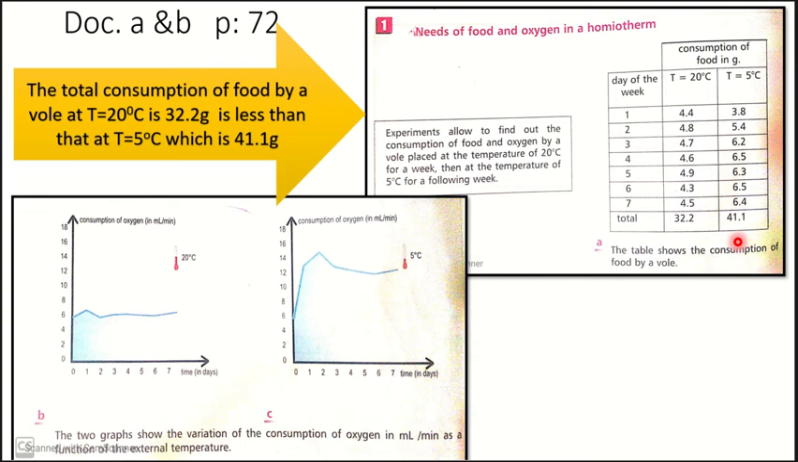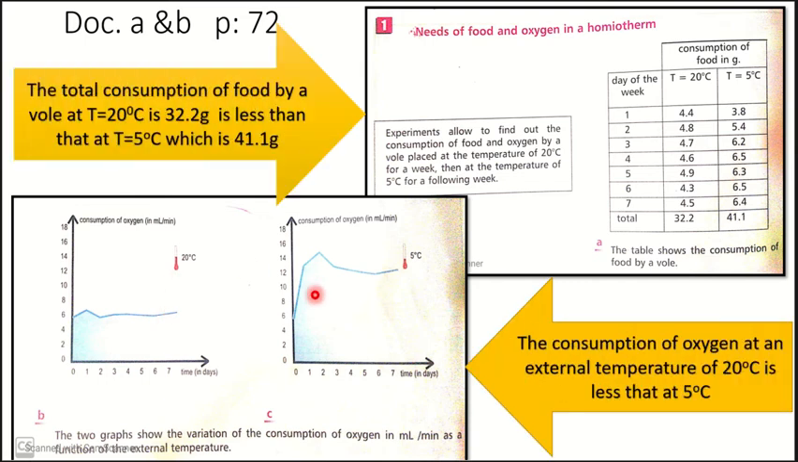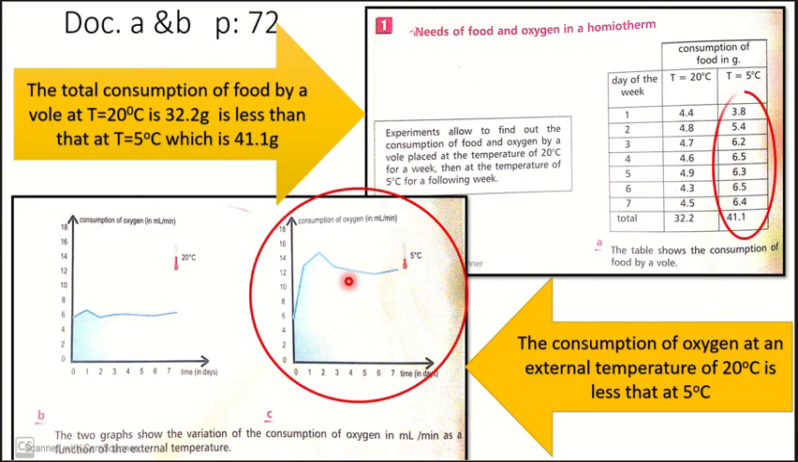Now, let's look at document B. We notice that the consumption of oxygen at an external temperature of 20 degrees Celsius is less than that at an external temperature of 5 degrees Celsius. What can we conclude from this? We can conclude that when the external temperature drops, the vole increases its consumption of food and oxygen.